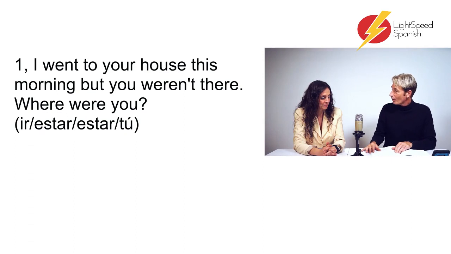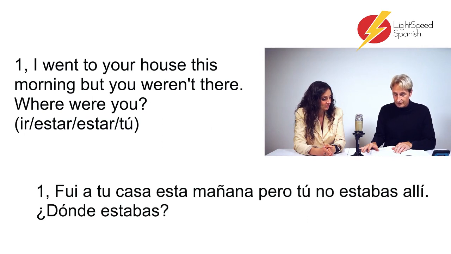Entonces, Cintia, ¿cuál es la respuesta? Fui a tu casa esta mañana, pero no estabas allí. ¿Dónde estabas? Fui is a one-time event. Now, you might be wondering why ¿dónde estabas? To know that, it's best to look back in our videos because we explain it, or get the book because the book explains it perfectly. But when somebody isn't there, even if it's a precise time that they're not there, we're still using the imperfect.